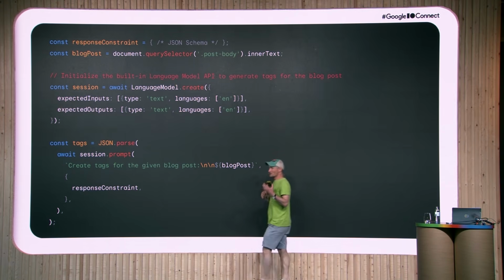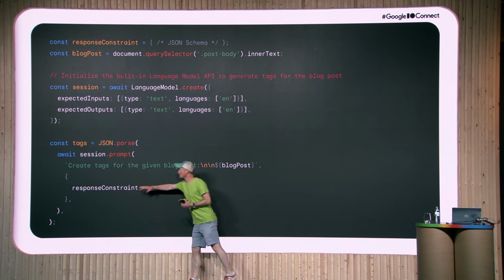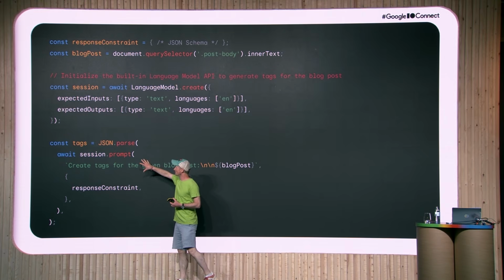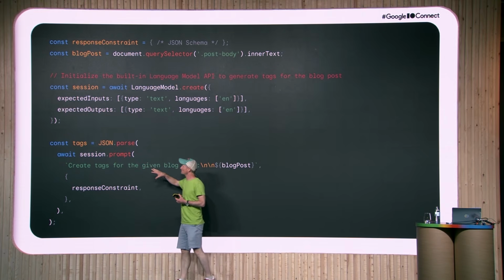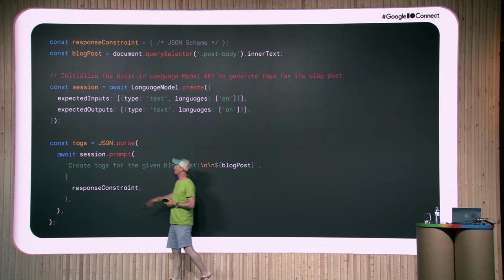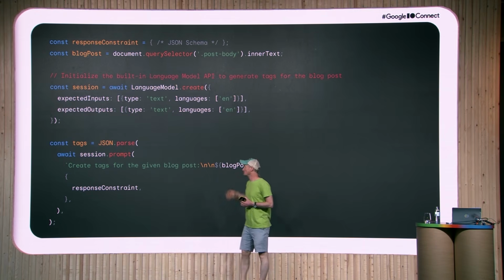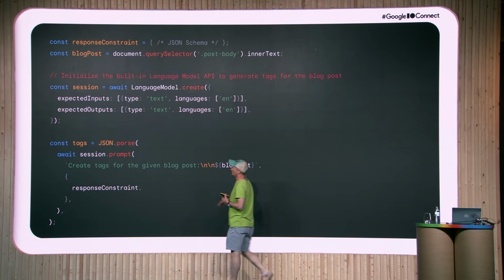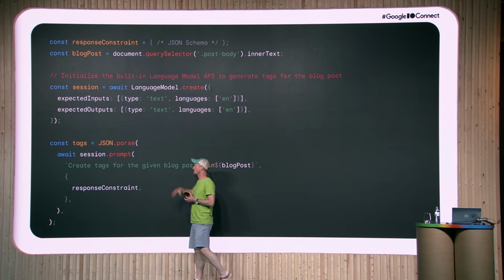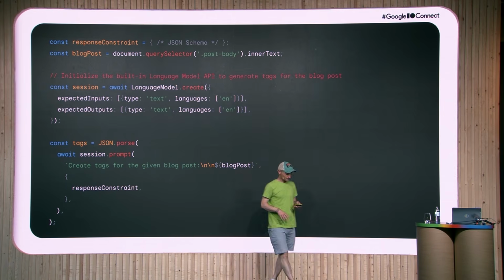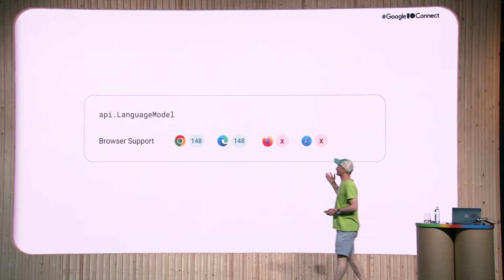And as I told you, because we have this response constraint in place, we can just be sure that whatever comes out of this session.prompt method will be a JSON object. So we can just wrap the entire thing into a JSON.parse, which will give us back the tags. And then, of course, at some point, we need to actually call the session.prompt function, create tags for the given blog post, and then we pass it the blog post. So this is how it works.